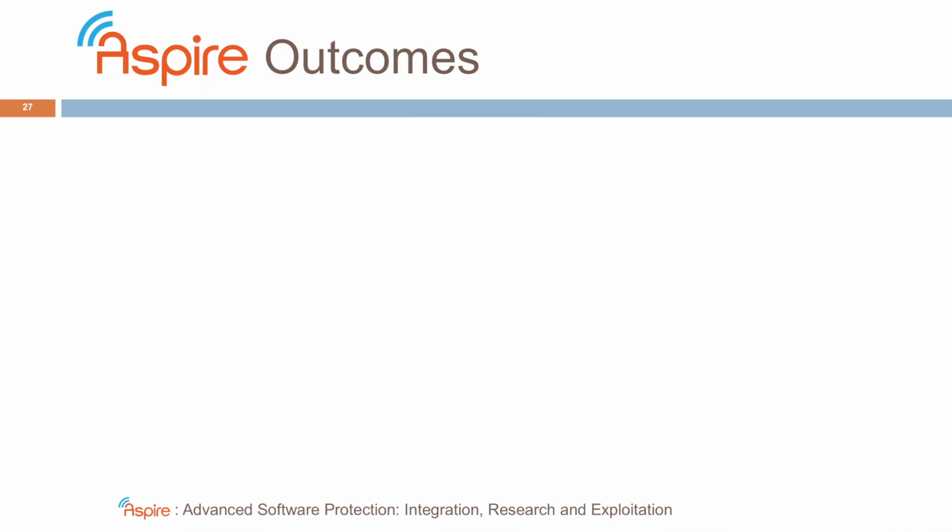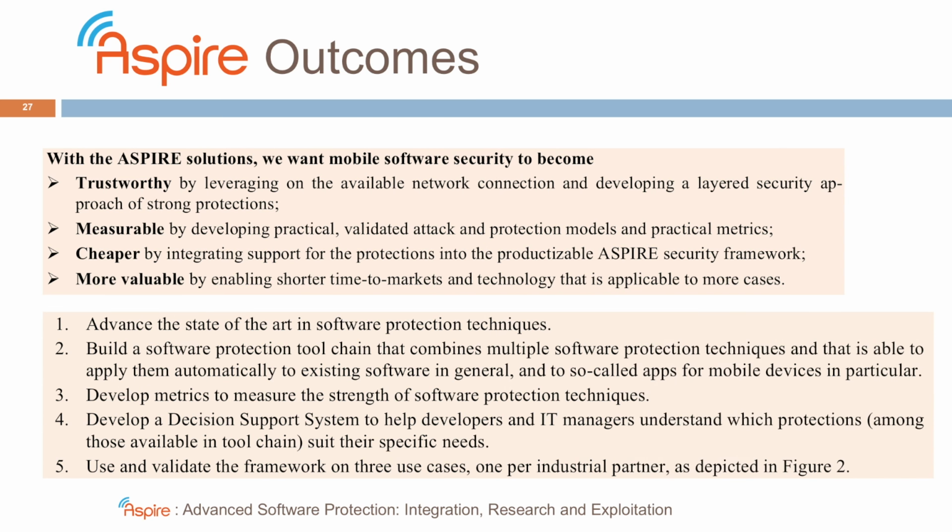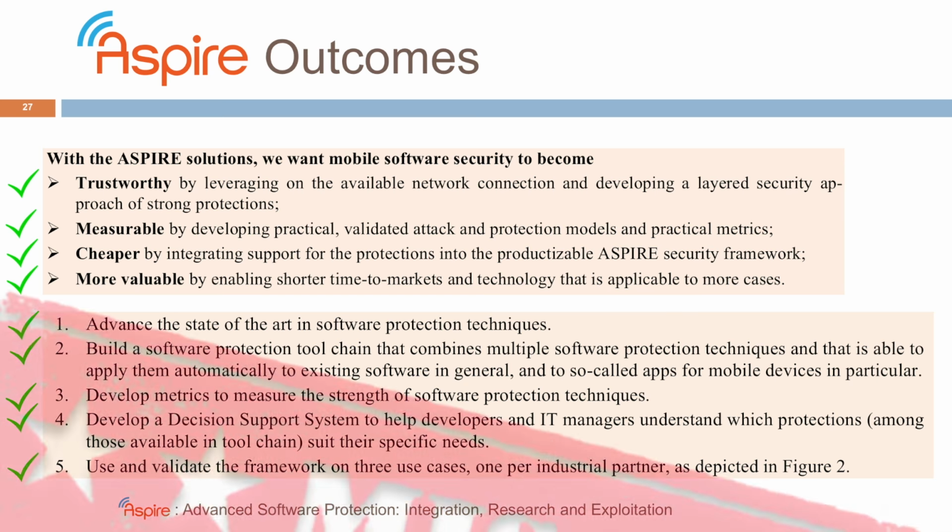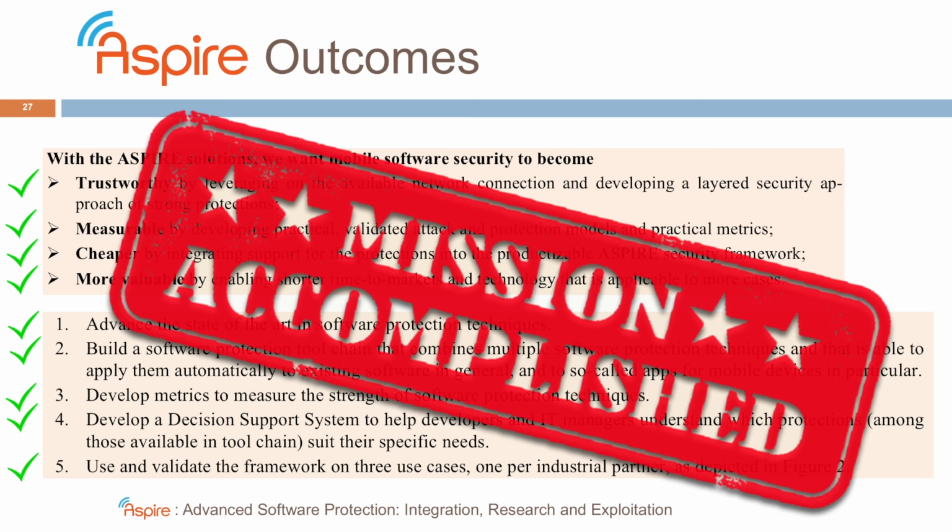So let me summarize the major outcomes, and to do that, I'll go back to the original description of work. I have two fragments here from the description of work. We wanted to make software protection more trustworthy, more measurable, cheaper and more valuable. Concretely, we wanted to advance the state-of-the-art in software protection techniques. We wanted to build a software protection toolchain, develop metrics to measure the strength of protection techniques, develop a decision support system, and then use and validate all of that on 3 use cases. And that's exactly what we've done and what I've shown you in the previous slides. So overall, I think it is safe to state that the mission of the Aspire project was accomplished.